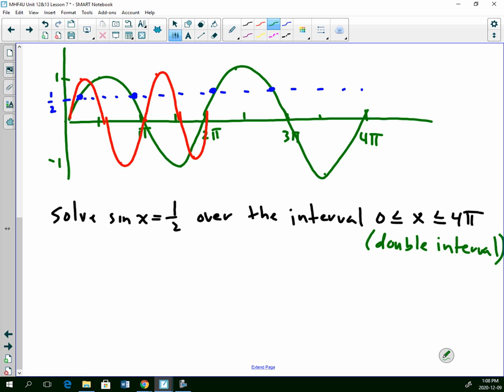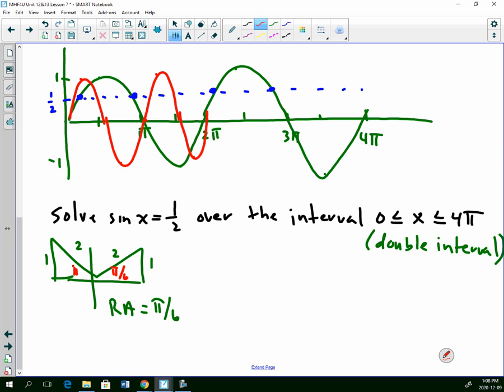So I'm just going to solve this as I normally do. Sine x equals 1/2 in quadrant 1 and in quadrant 2. I'm going to determine my related angle would be pi over 6. So this angle's pi over 6. This angle's pi over 6. And then my solution set would be in quadrant 1, it's pi over 6. In quadrant 2, it's 5 pi over 6. But remember, I am going to 4 pi, so I have to repeat that.